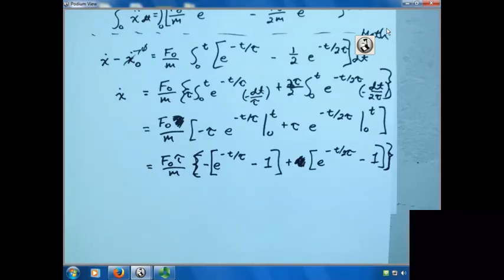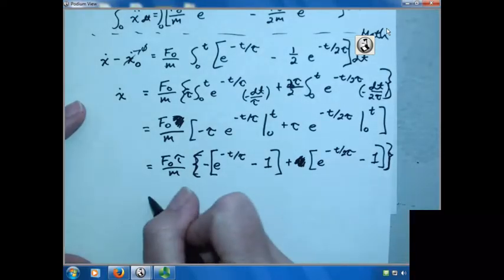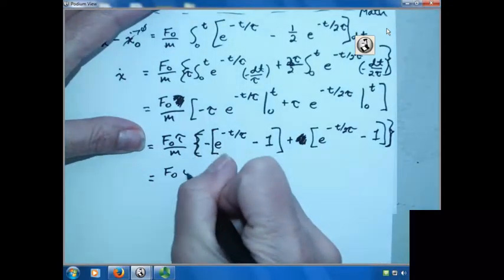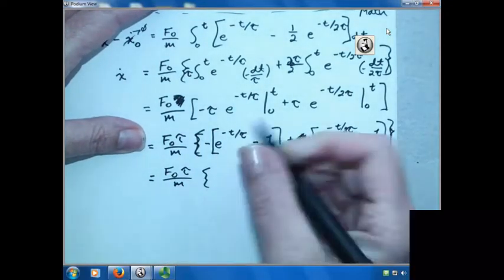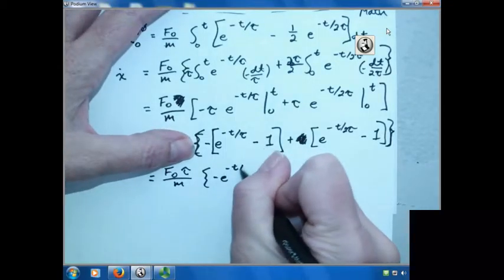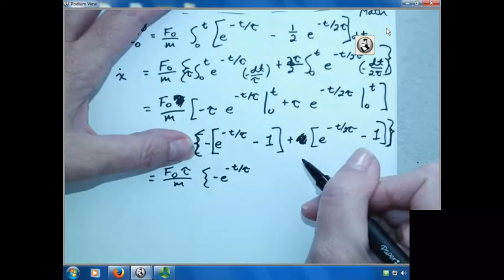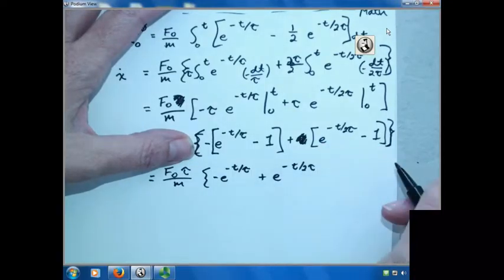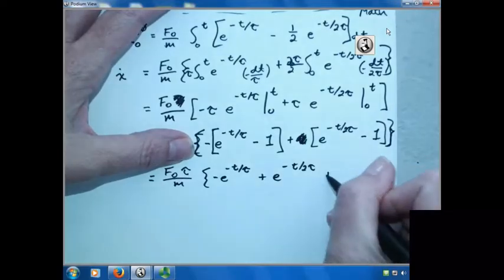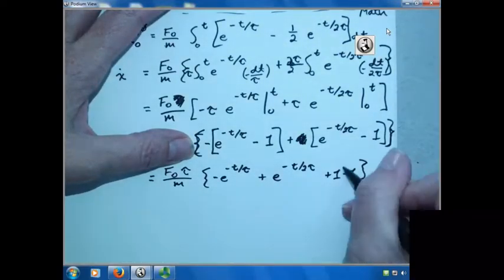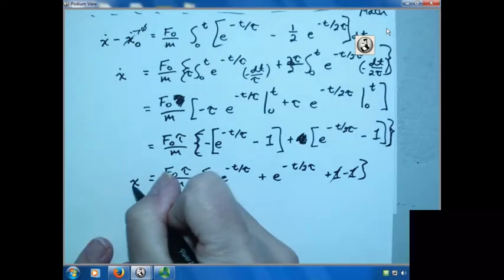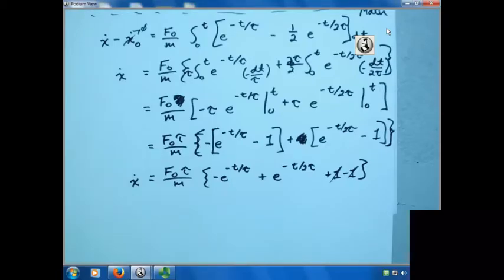All right, so let's go ahead then and keep working. In the interest of being very clear, I'll do every single step. F naught tau over m, I've got negative e to the minus t over tau plus 1, plus e to the minus t over 2 tau minus 1. So I'll just note that I've got a plus 1 and a minus 1 here, and those two are going to cancel each other out. And that's my expression for x dot as a function of time, or velocity as a function of time.